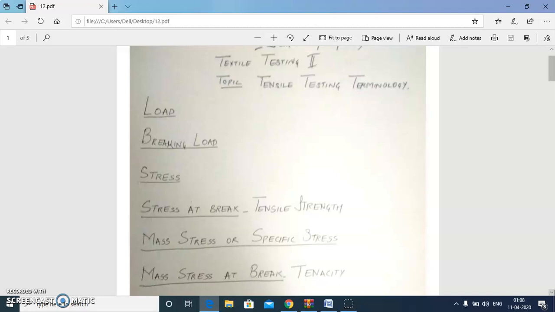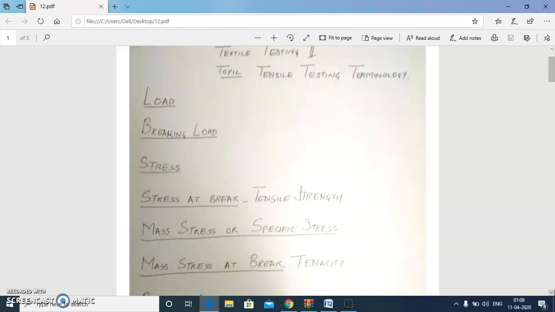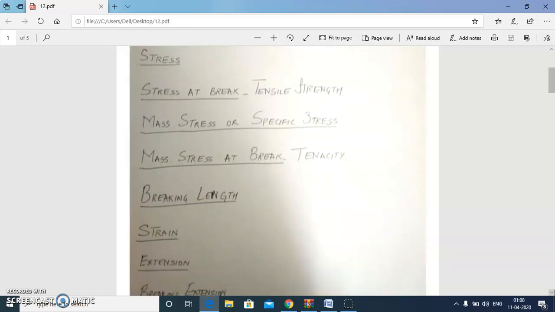That is, whenever we use the term stress to compare, that is stress at break, then it is termed as tensile strength. And whenever we compare specific stress or mass stress, that is breaking load divided by linear density, then we use the term tenacity. Now, we'll understand one more term, which is breaking length. Breaking length is also termed as RKM, and generally it is given in the units of kilometers. Numerically, it is equal to tenacity in gram force per tex.